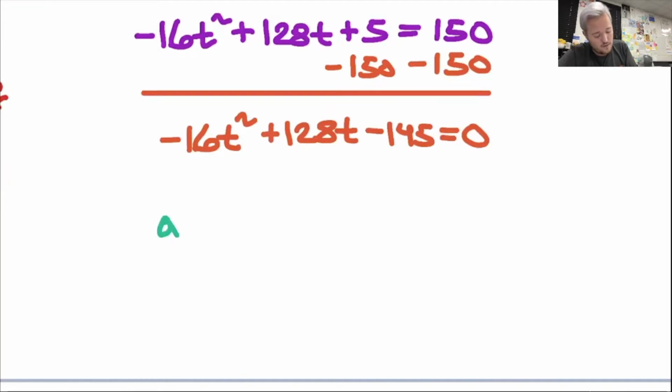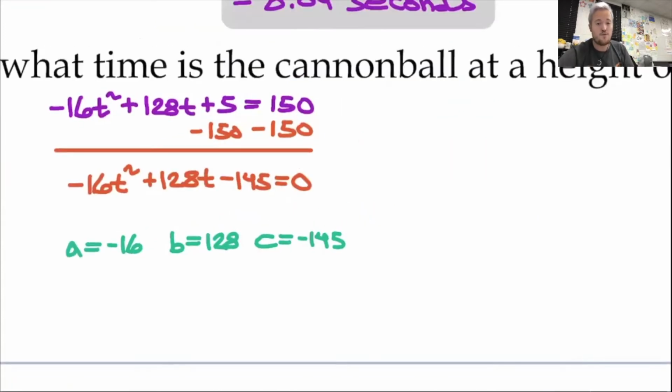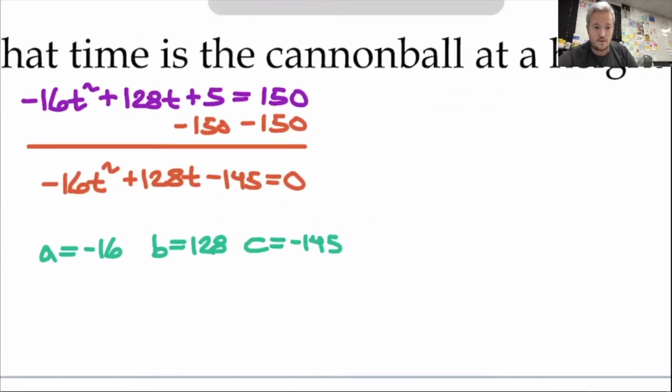So I have brand new a, b, and c values. Well, at least a c value. So my a value is the same at negative 16, your b value is the same at 128, but you have a different c value at negative 145. So this is the quadratic formula values that we're going to use.